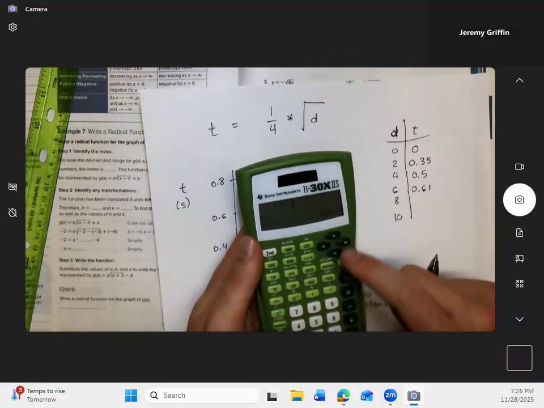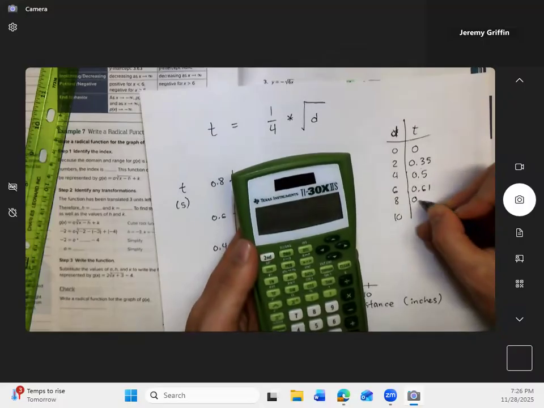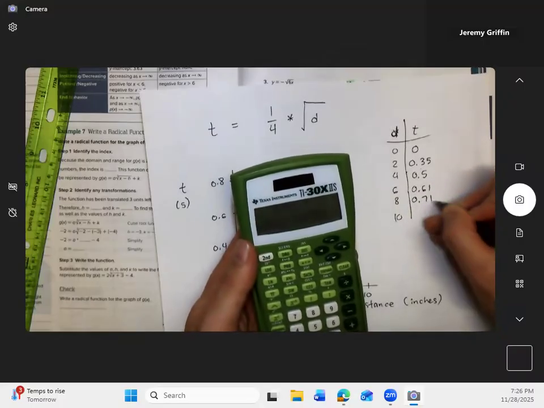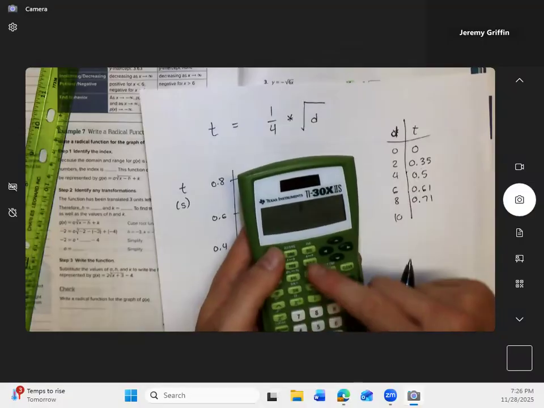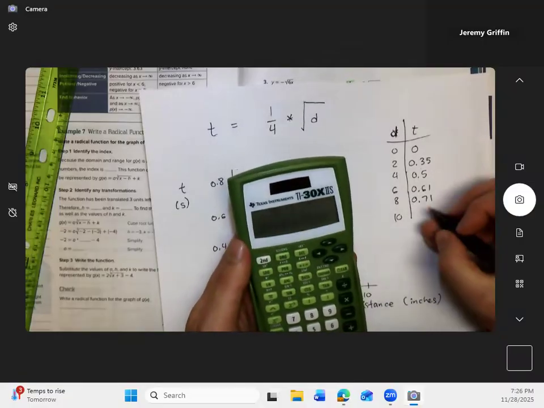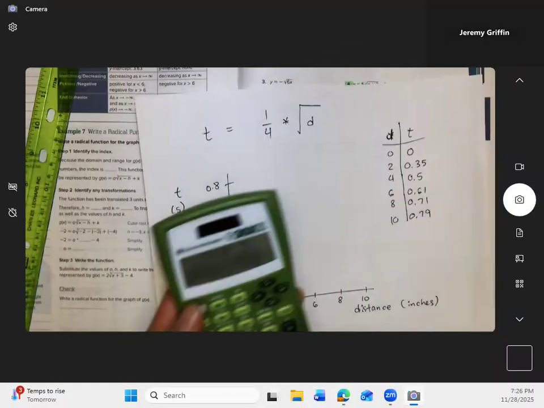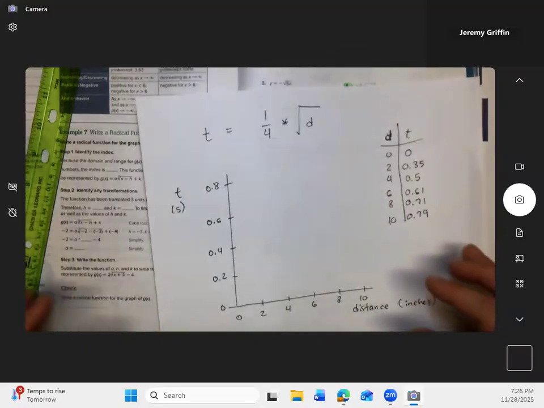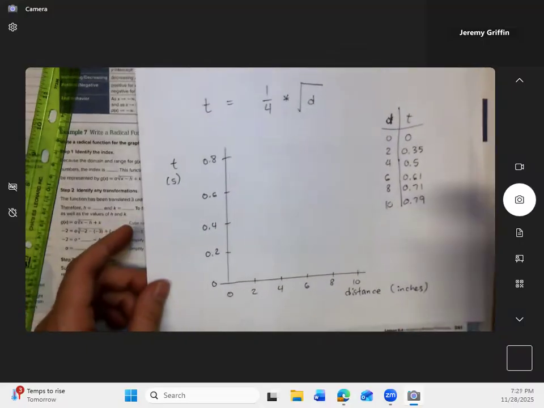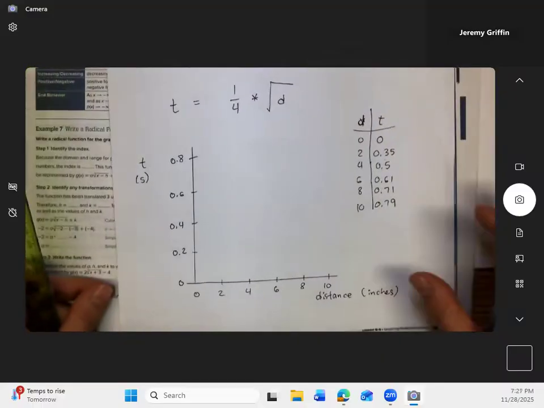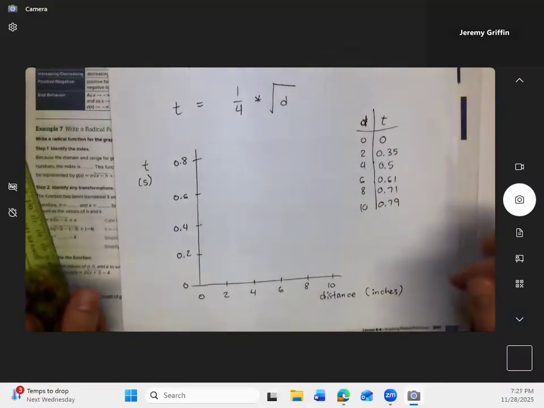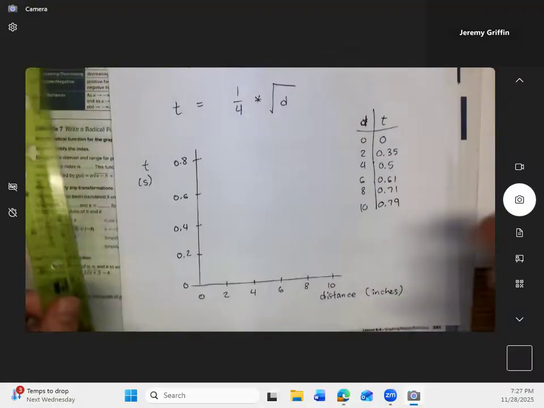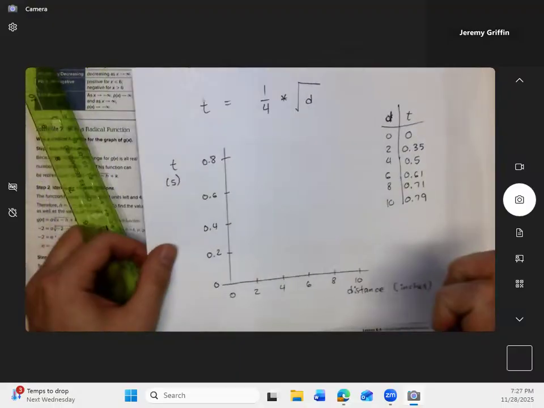0.61, 0.71, and 0.79. Right. Really tempted to go off on a tangent. But here, if you want to know a more accurate version of this, just think back to when I had you guys do this activity or take my physics class. Be a lot more accurate here.